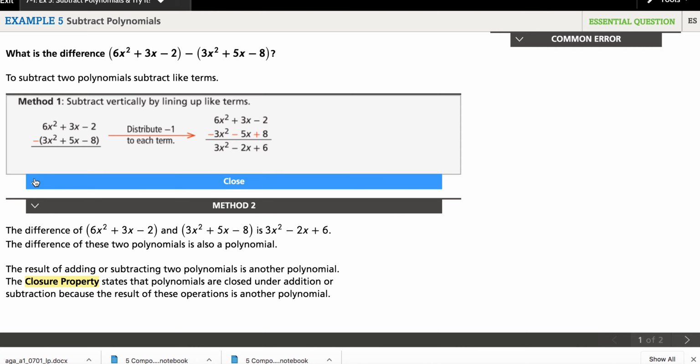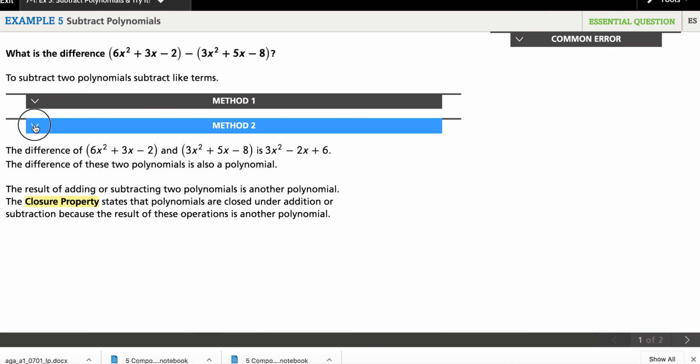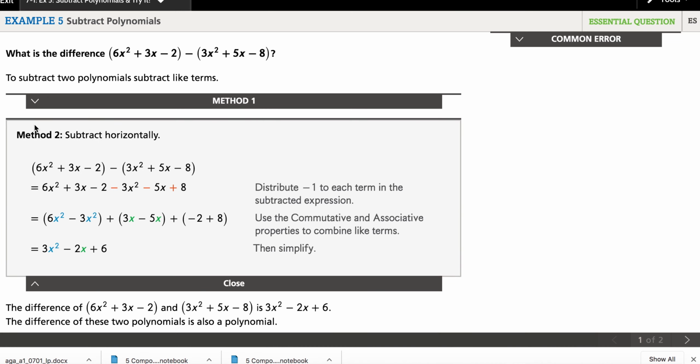Let's see now method 2, subtracting them horizontally. It's the same thing as we added horizontally. By distributing negative, in this case we're distributing -1 to each term in the subtracted expression. When you distribute, this becomes -3x squared, -5x, and +8. Now in the third row, we combine like terms.